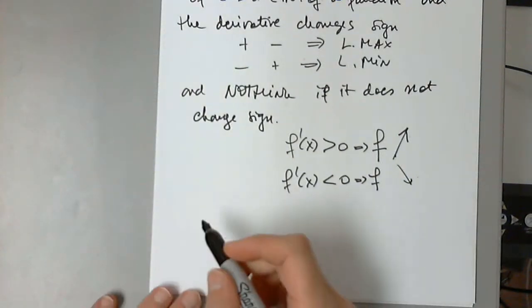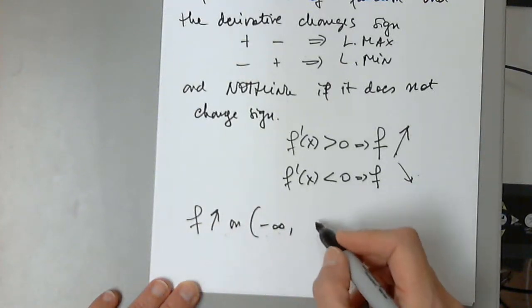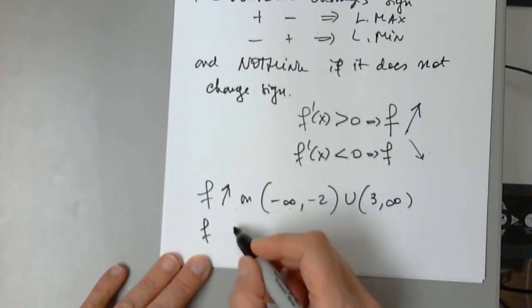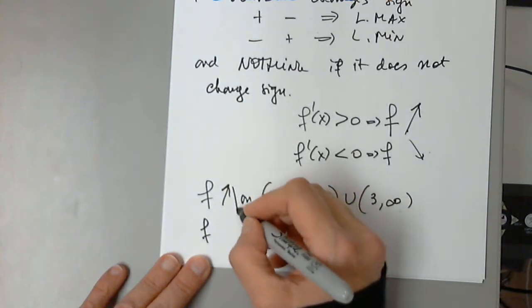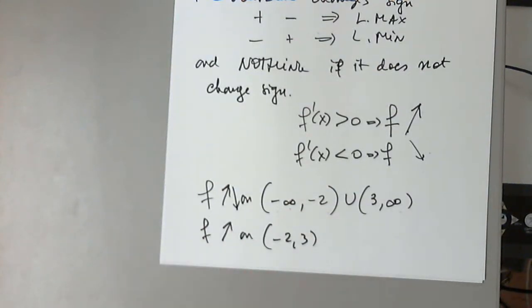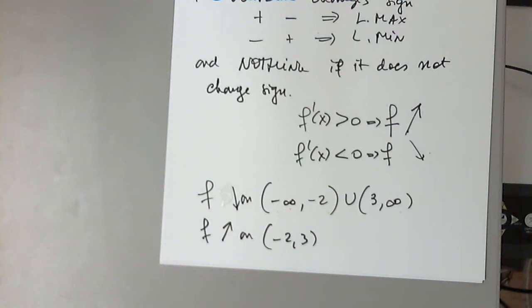So we will say for our function, f is decreasing on the interval negative infinity, negative 2, union 3 to infinity, and the function, I meant the other way, of course, and the function is increasing on the interval negative 2, 3. Sorry about that. Got carried away. So the function, of course, is decreasing between negative infinity and negative 2, union 3 to infinity, and it's increasing between negative 2 and 3.